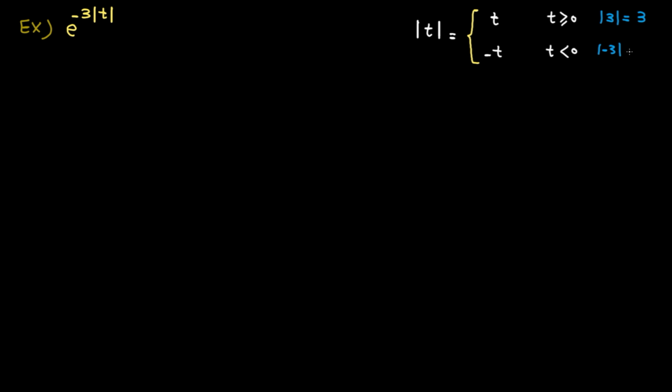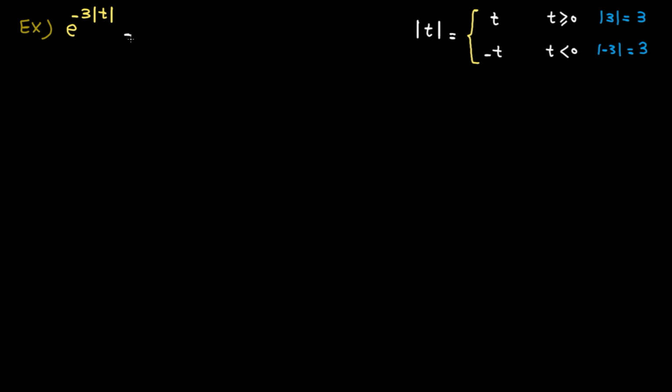Next example. Find the Fourier transform of e to the power of minus 3 absolute value of t. As I explained before, absolute value of t is equal to t when t is positive and minus t when t is negative. For instance, absolute value of 3 is 3 because it's a positive number. But to find the absolute value of minus 3, we need to multiply it by a negative sign.